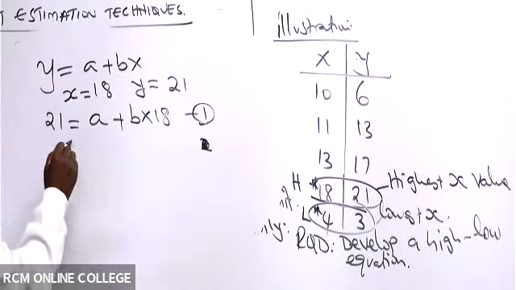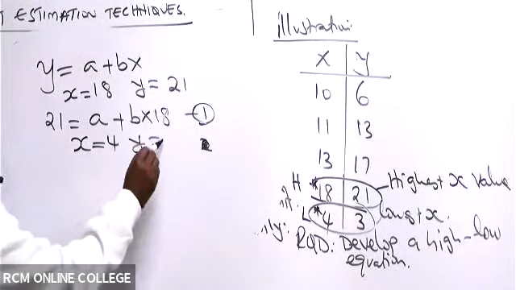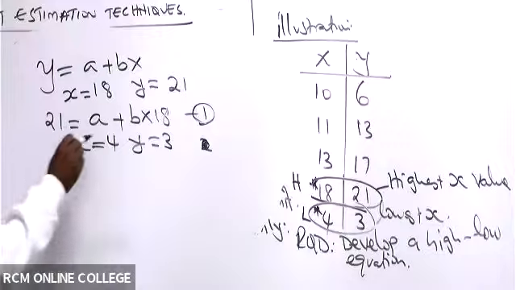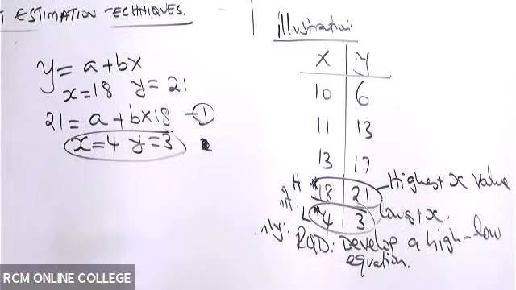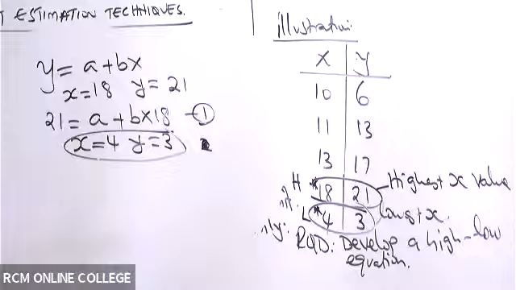Is there somebody who can try setting up equation 2 for me? Remember, in equation 2, the low point, x is 4 and y is 3. Can somebody try writing this equation number 2 out of this second point? Let me give you 1 minute. Remember, you are substituting these values in the general equation. Do we have the second equation, somebody?